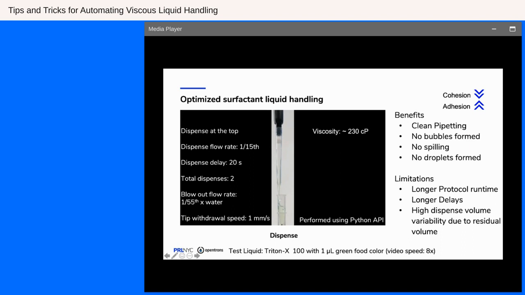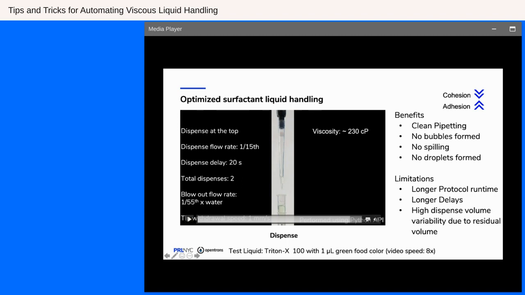We're dispensing at the top of the surface, but you can see the liquid is still taking some time to fall towards the bottom of the tip. Now we are going to perform a blowout, and over here there is still some liquid being retained inside the tip.